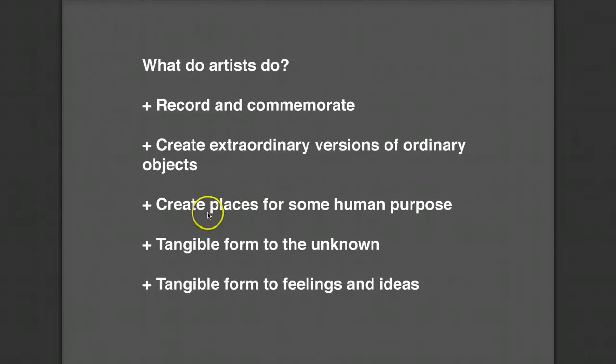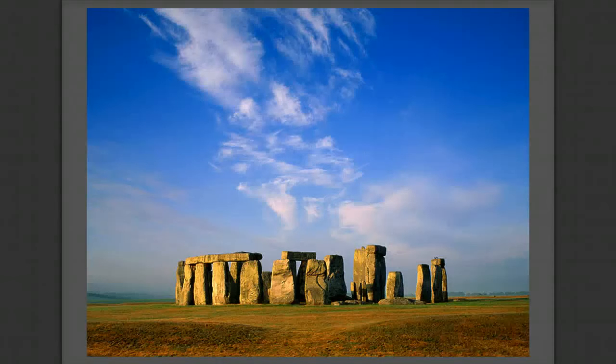So we're going to take a look at examples of the other three areas that are considered to be the qualifications of what artists do. And those are create places for human purpose, create tangible forms for the unknown, and create tangible form to feeling and ideas. These are areas that are better illustrated through more modern examples in art history. So we're going to take a look at some of those. To study the idea that artists create places for human purpose, we're going to begin with Stonehenge.